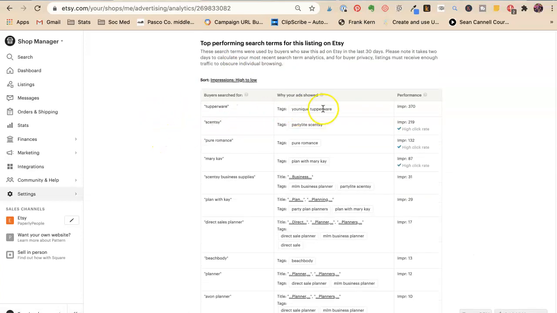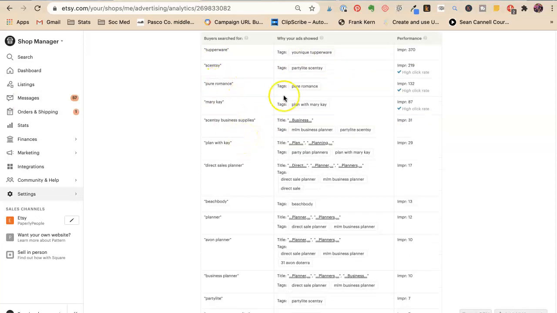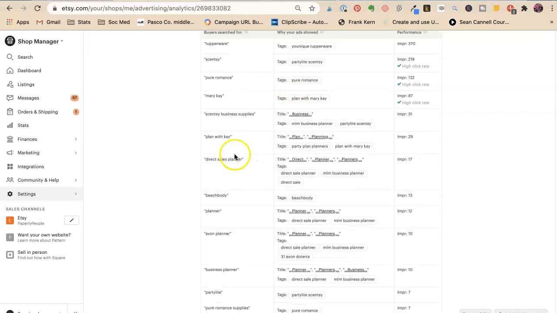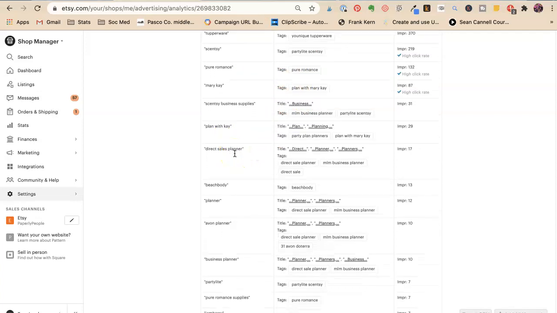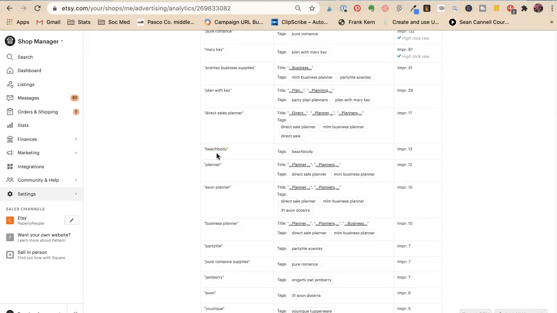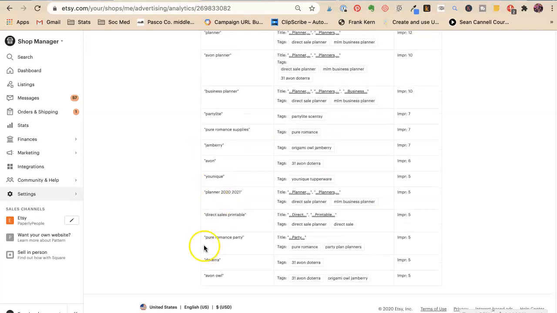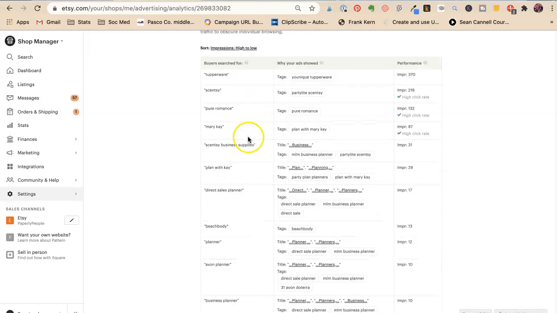So Tupperware. I have Unique and Tupperware in my tags. Scentsy, Party Light and Scentsy. I have like lists of MLMs. Scentsy Business Supplies. Planning with K. Direct sales planner. Right? There's Beachbody. Okay. So they're looking for specific planners.